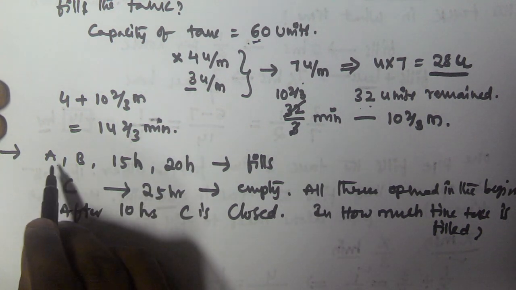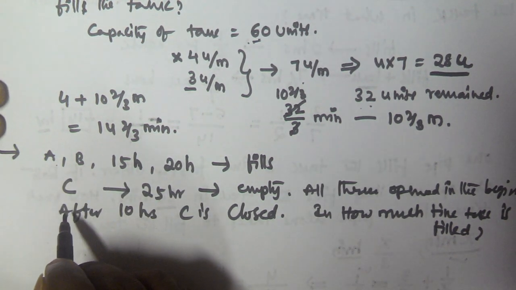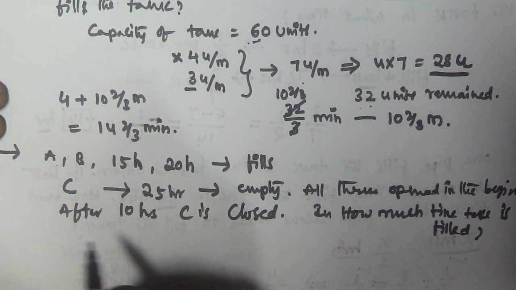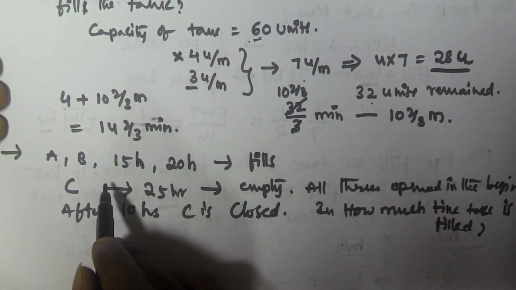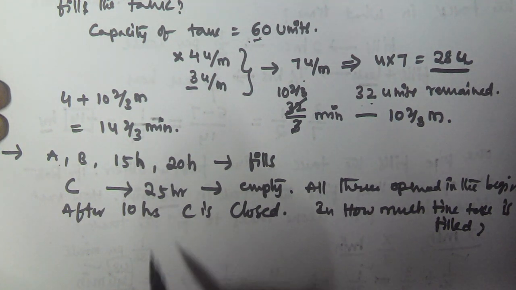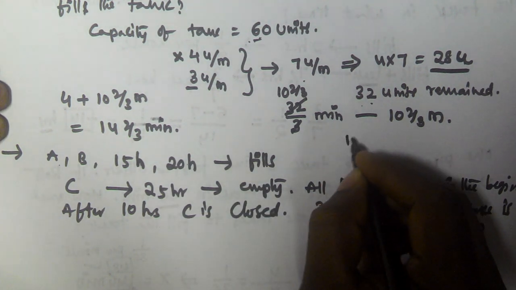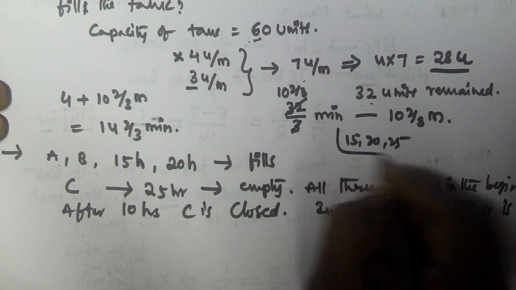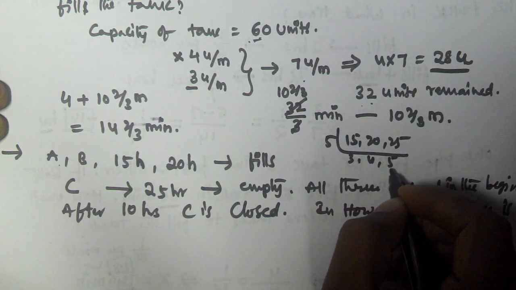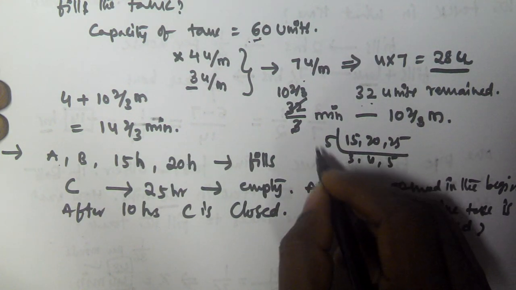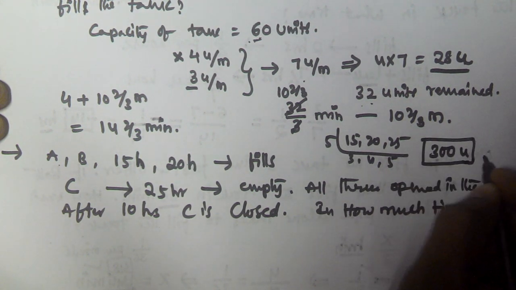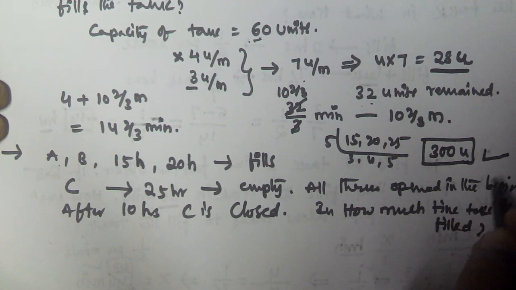In all three cases, A, B and C, the capacity of the tank is the same, that means constant. So I will take the capacity of the tank as the LCM of 15, 20 and 25. That is going to be 300. So I take 300 units as the capacity of the tank.